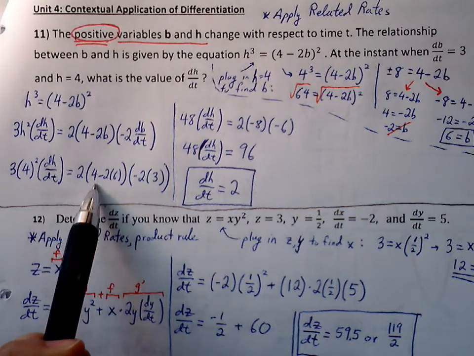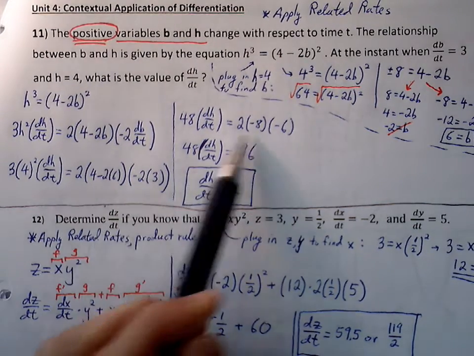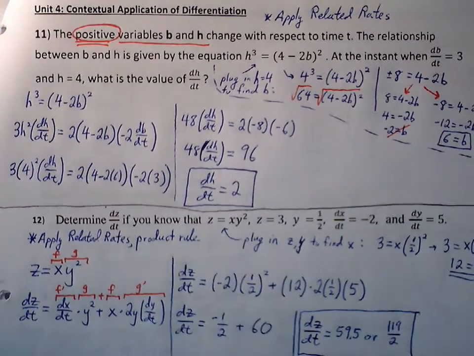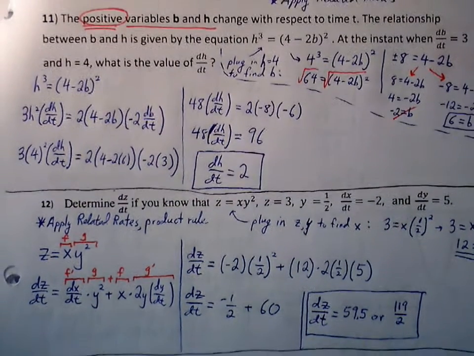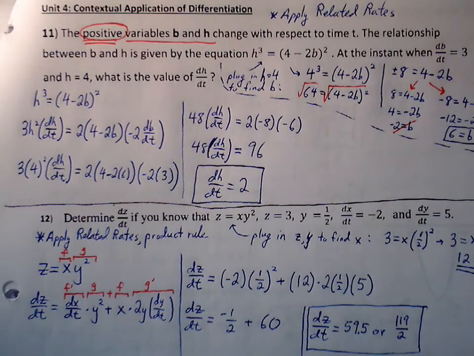Multiply all this out, 2 times negative 8 times negative 6, we get 96. So divide both sides by 48, and we get dh/dt equals 2.